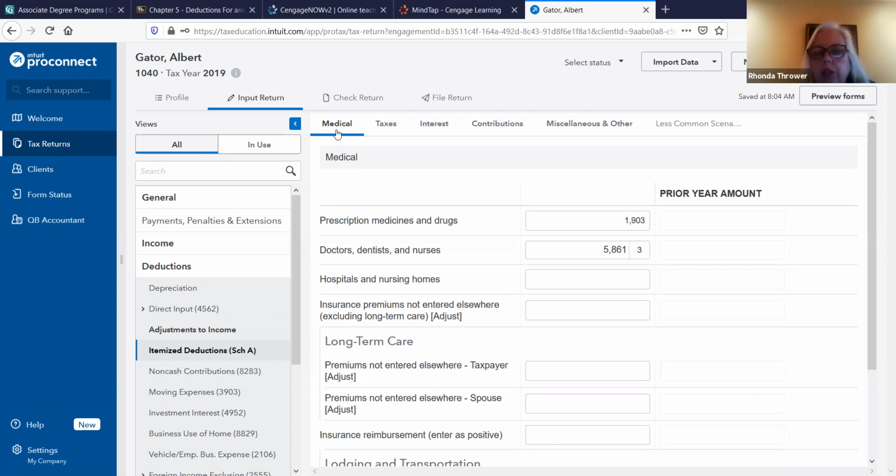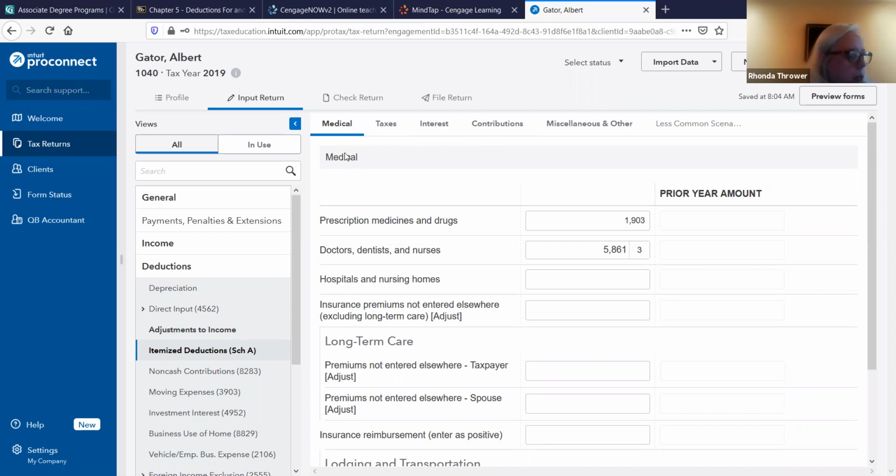Notice the tabs changed. We've got medical deductions that we're going to be working on, some taxes that we could possibly deduct, interest that we possibly could deduct, and contributions. And then there's a tab for miscellaneous and other types of deductions that you don't know where to put in any of these 4 tabs. In your problem, they gave you a lot of things that you could look at to see if you could deduct. We're going to start with the medical deduction.